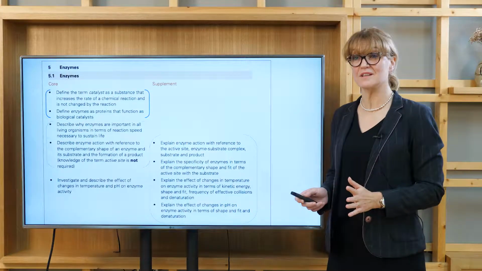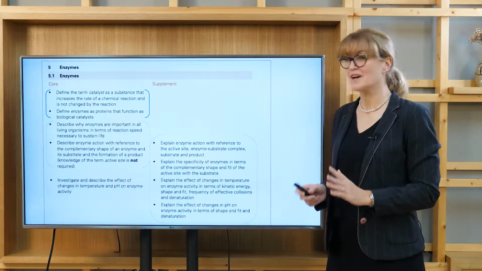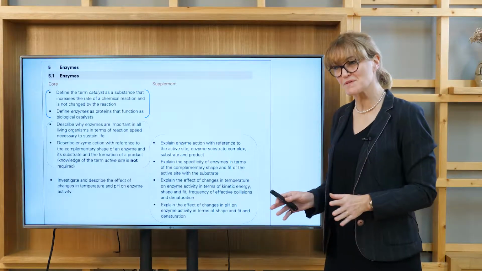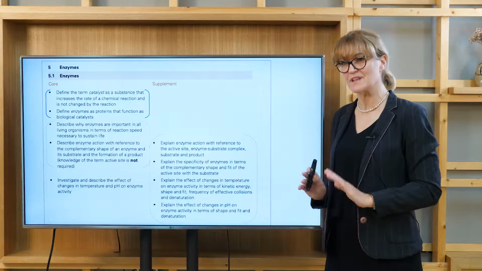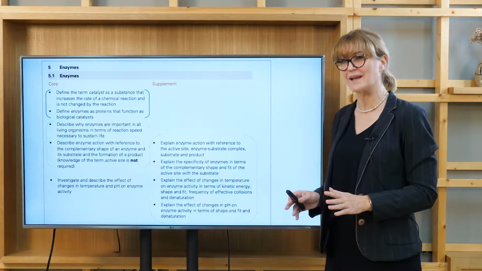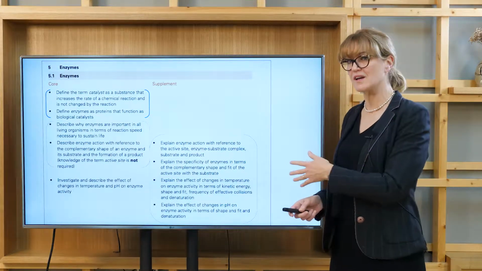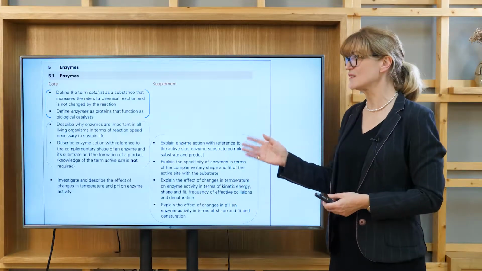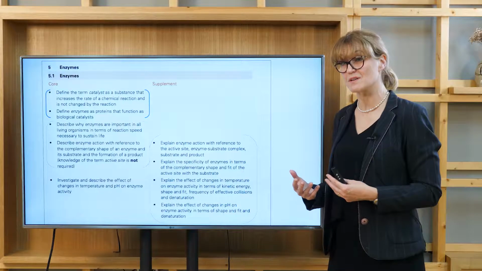On to the really interesting stuff now, okay? I've talked about what to consider, the type of specification and the details of it and everything else like that. Now we're on to planning a lesson. I've highlighted here the learning objectives that I would consider when I am introducing enzymes to a class.